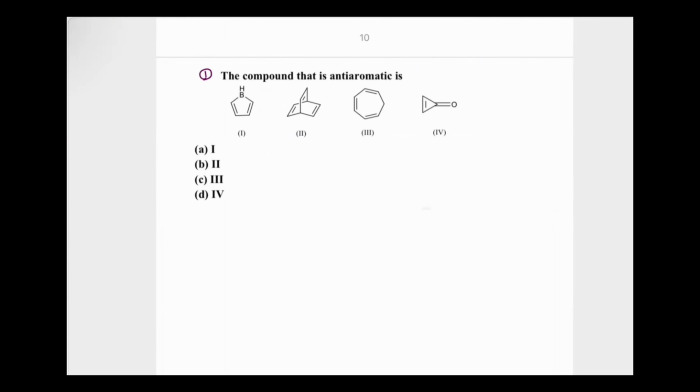So the first question is: the compound that is anti-aromatic is. We have been given four compounds and we have to find the compound which is anti-aromatic. We have seen that for a compound to be aromatic, it should be cyclic, planar, conjugated, and it should contain 4n plus 2 pi electrons. This is the condition to be aromatic. And for a molecule to be anti-aromatic, the first three conditions are the same. It should be cyclic, planar, conjugated, but instead of 4n plus 2 pi electrons, it should have 4n pi electrons. Here it will be anti-aromatic. In the question, you need to find out of all these four compounds which is anti-aromatic. Now we'll see each case.